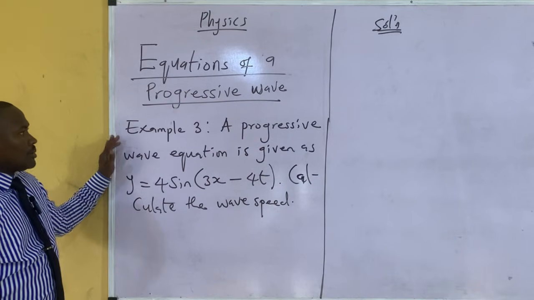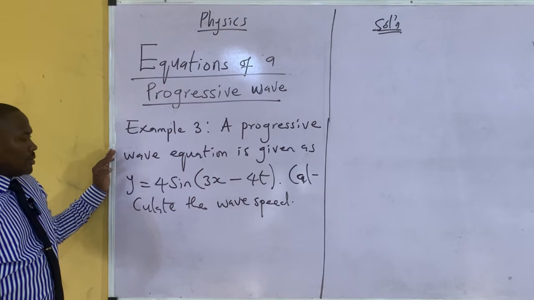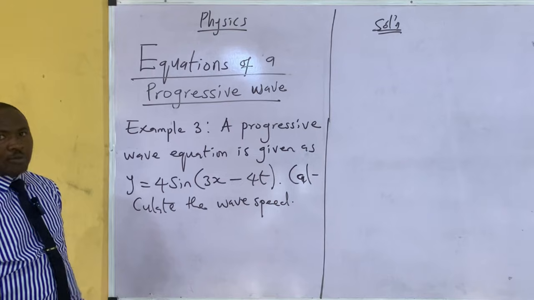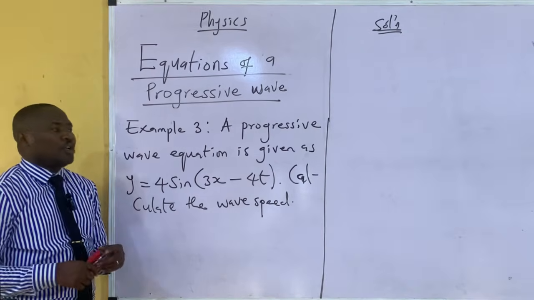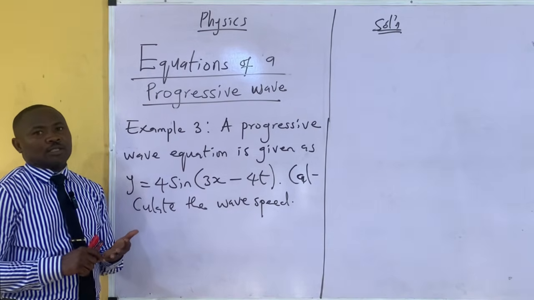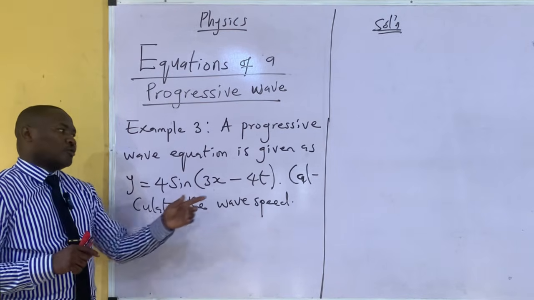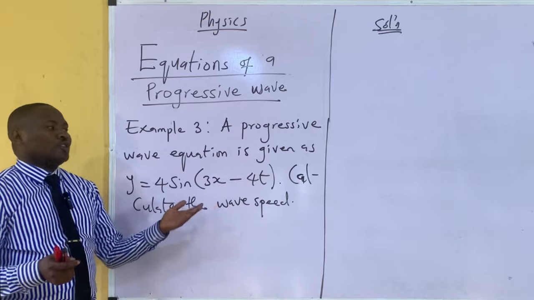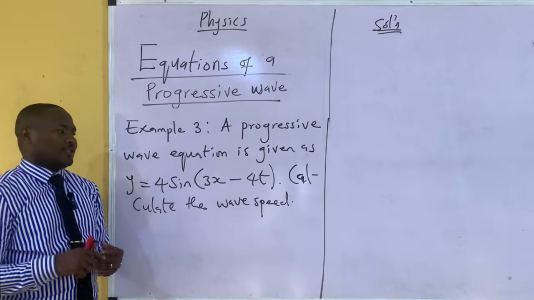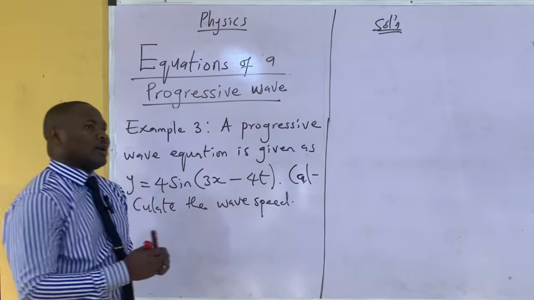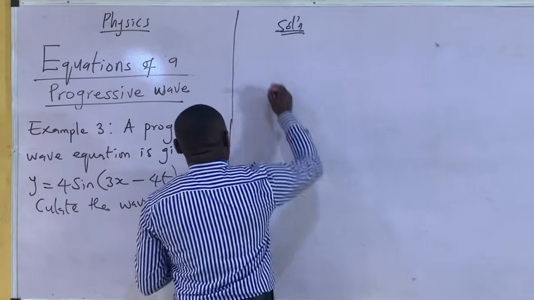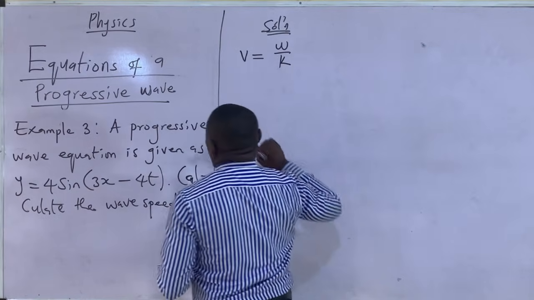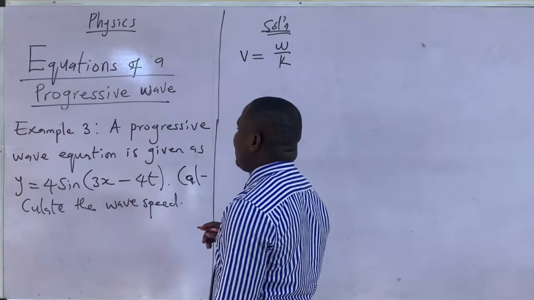Now we're looking at another example, and this time the question is: calculate the wave speed. Now remember, to calculate the wave speed, you could first look for your frequency, then look for your wavelength, then use the equation V equals F lambda to solve for your wave speed, but that is a waste of time. What do you need to do? Remember, I just said that wave speed is equal to W over K, which is angular frequency over wave number.